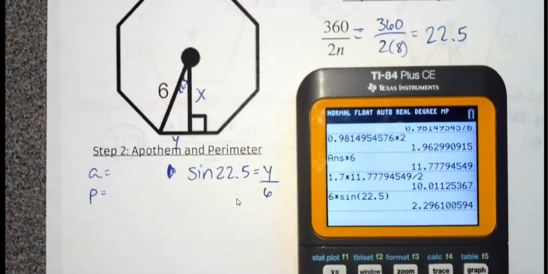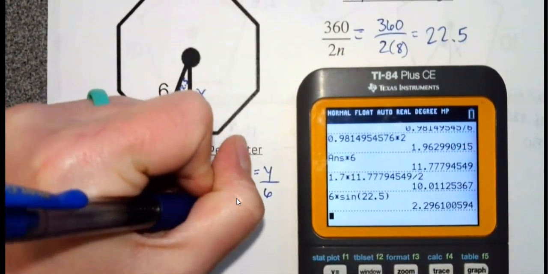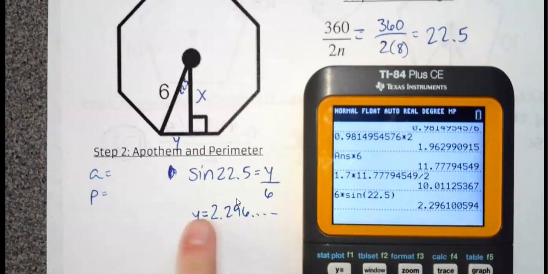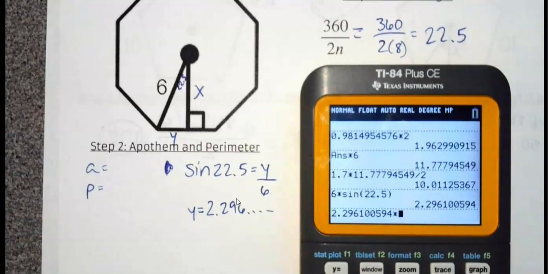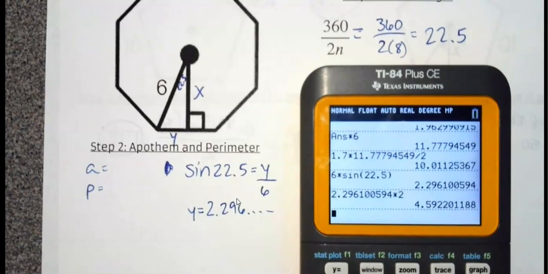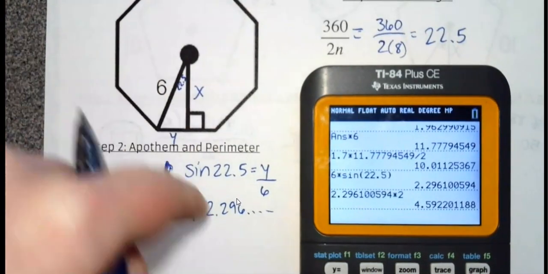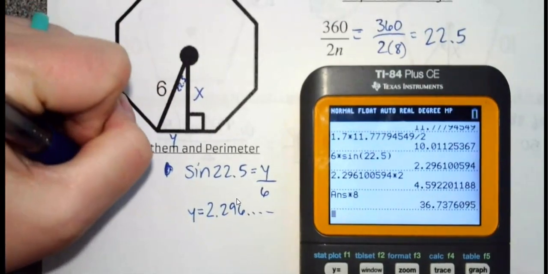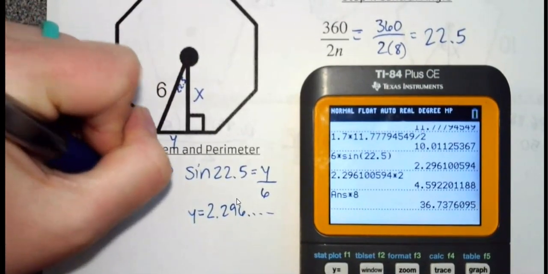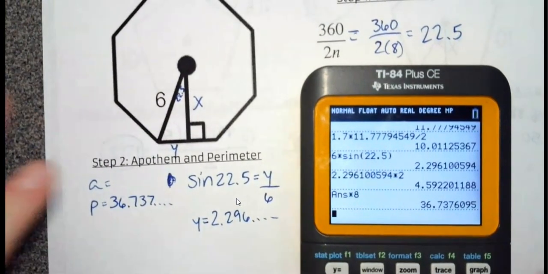So we've typed it into the calculator, we have this, and then we need to figure out what the perimeter is based on what y is. So use this to figure out the perimeter. I'm going to grab this and multiply it by 2, and that gives me the length of one side. Then I need to figure out how many sides there are. There's 8. You could also just multiply it by 16, and that would be fine. And then you're going to get 36.737, because we're not going to round it in advance.